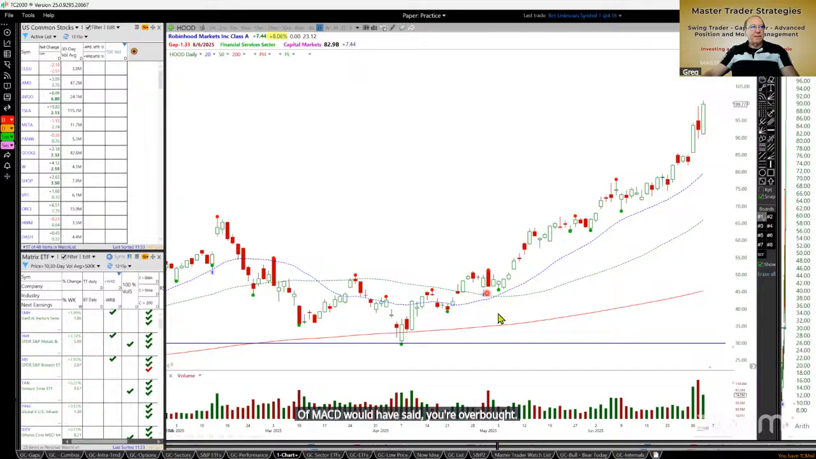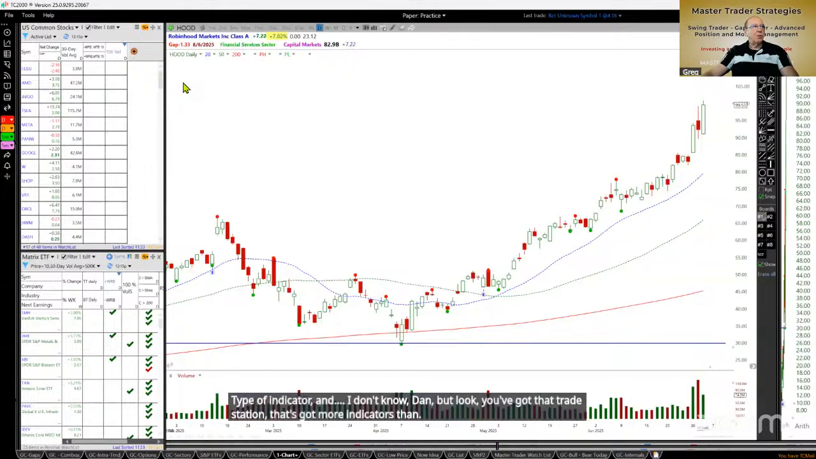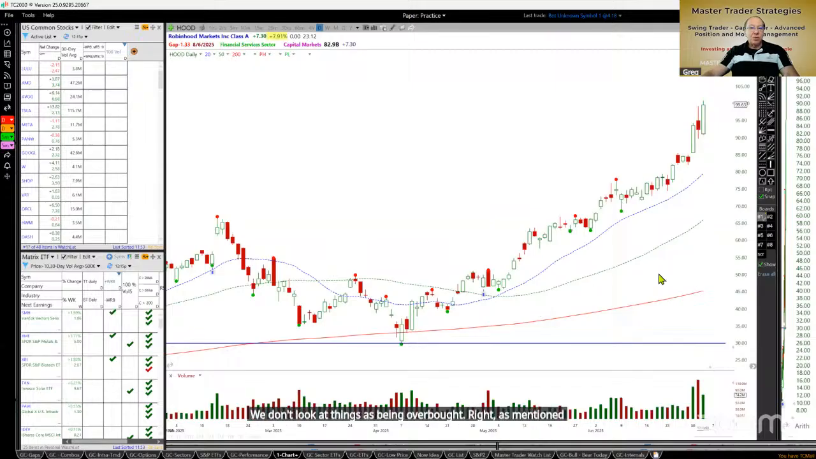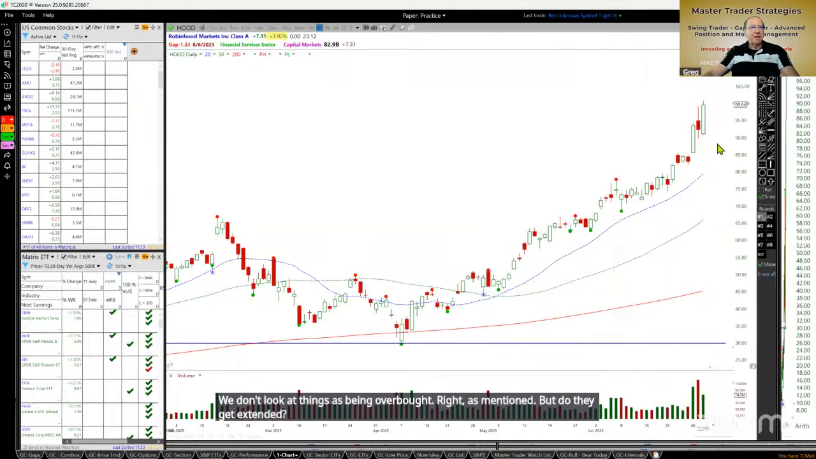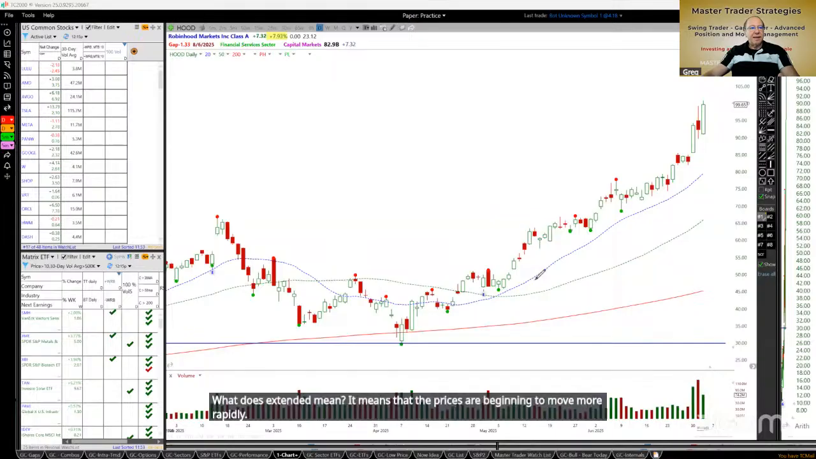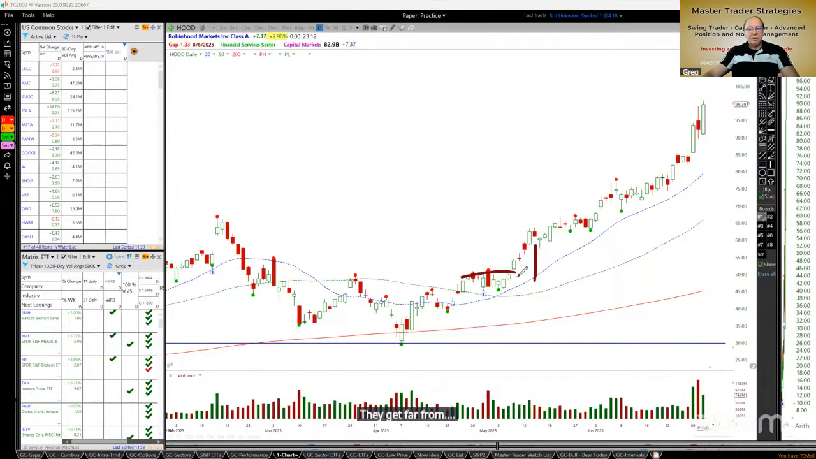Well, I don't know that MACD says something is overbought because it's a trend following type of indicator. Look, you've got TradeStation, that's got more indicators than anything in the world, right? But we don't look at things as being overbought. But do they get extended? What does extended mean? It means that the prices are beginning to move more rapidly. They get far from support. They get far from the 20 MA.